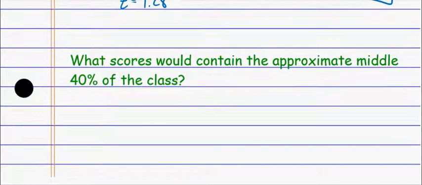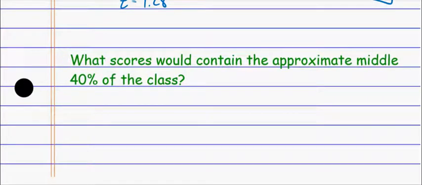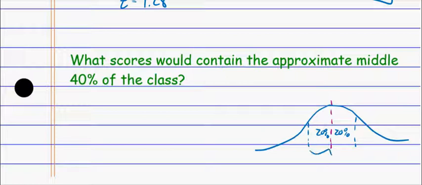When I look at this one, it says what scores would contain the approximate middle 40% of the class. And again, these middle ones are just a little bit tricky. We have to kind of think about this normal distribution curve, which, that was terrible. I can do better than that. Okay, so the middle 40%, again, if I'm looking at the middle 40%, that essentially means that I want to go 20% in each direction. Okay, so when I look at this, 20% in each direction, well, that's just going to give me that 40%.